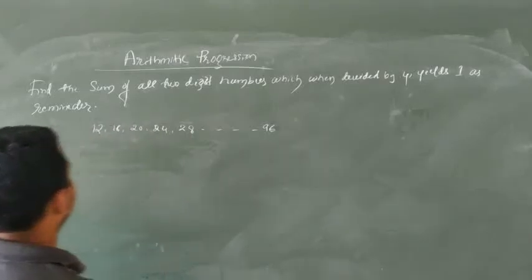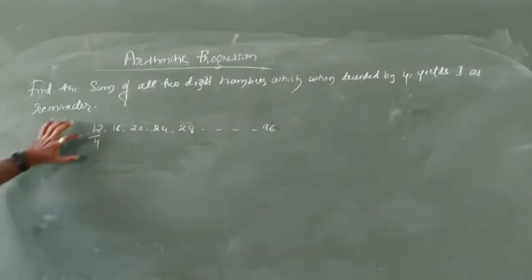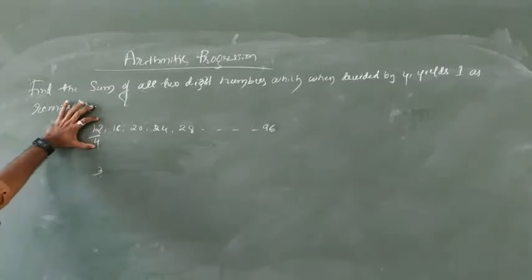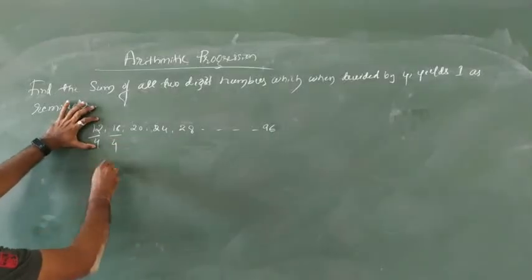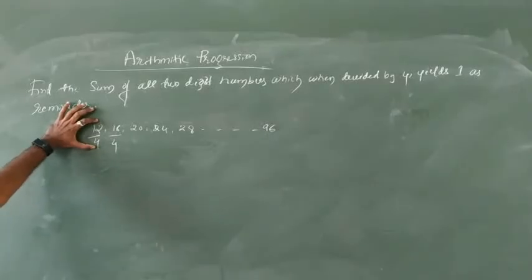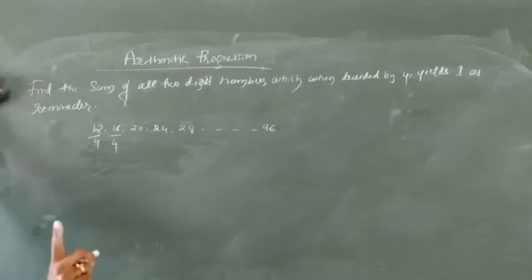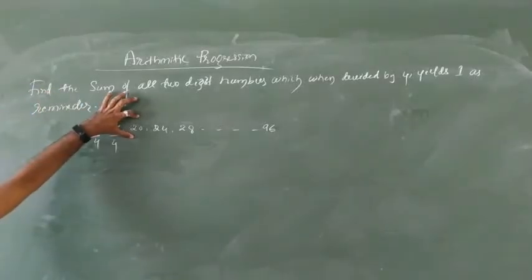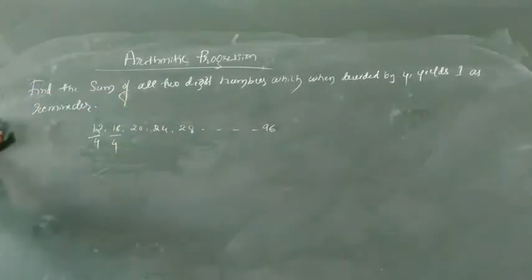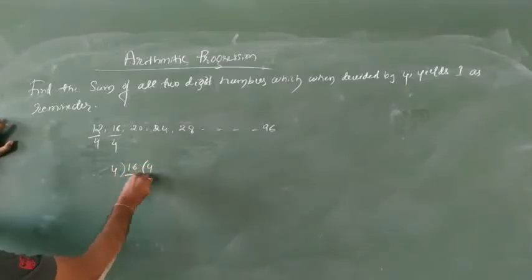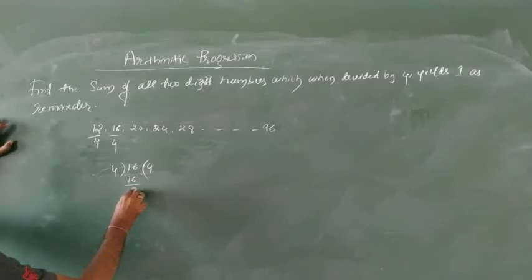So look here. If I divide 12 by 4, then I get 3, not the remainder as 1. If I again divide 16 by 4, four 4s are 16, but not remainder as 1. If I divide 20, the remainder I get is 0. Remainder is 0 for the second number. If I take 16, it is divisible by 4, four 4s are 16. The remainder again is 0.